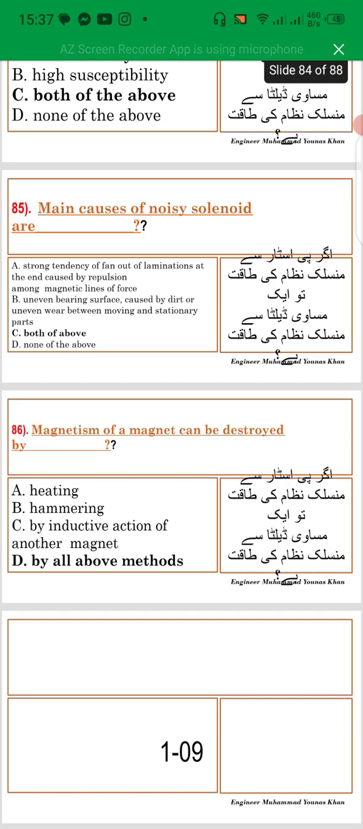Main causes of noisy solenoid are strong tendency of fan out of lamination at the end caused by repulsion among magnetic lines of force, uneven wearing surface caused by dirt or uneven wear between moving and stationary parts. Magnetism of a magnet can be destroyed by hitting, hammering, by inductive action of another magnet, by all above methods.